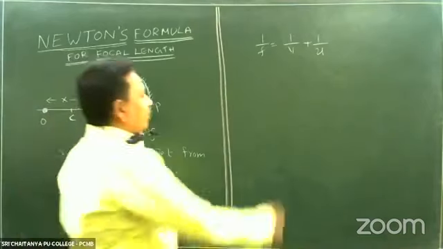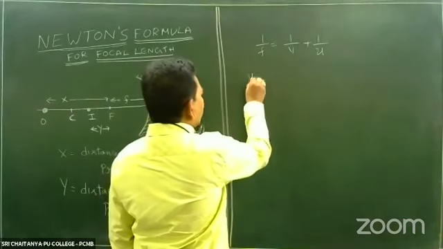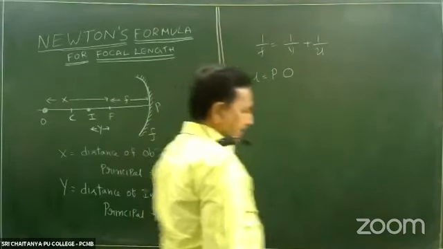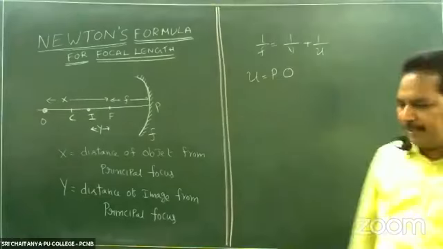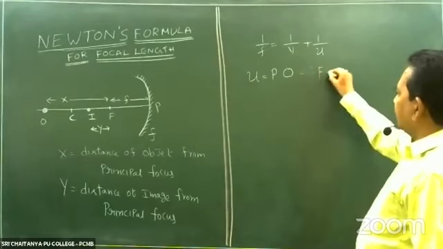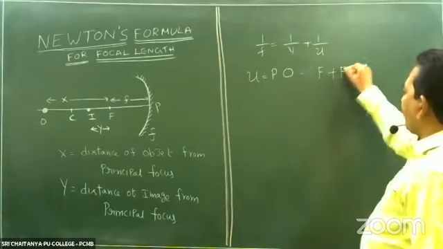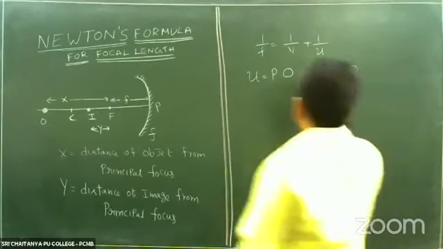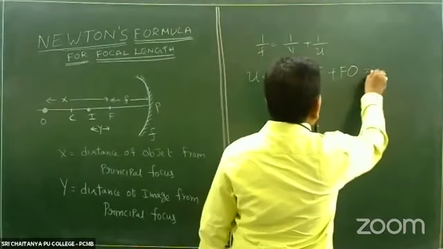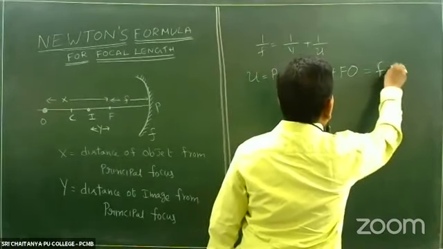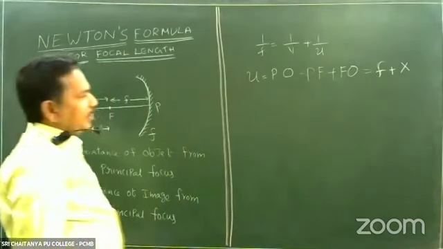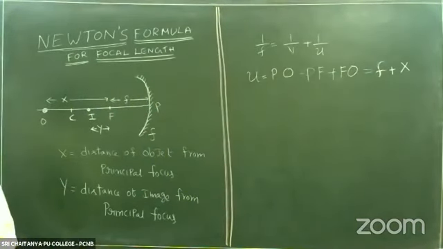So what is the value of u? u is equal to the object distance, from P to O. P to O can be written in terms of known quantities: P to F plus F to O. That is equal to f plus F to O, which is already given as x. Now the u value is equal to f plus x.